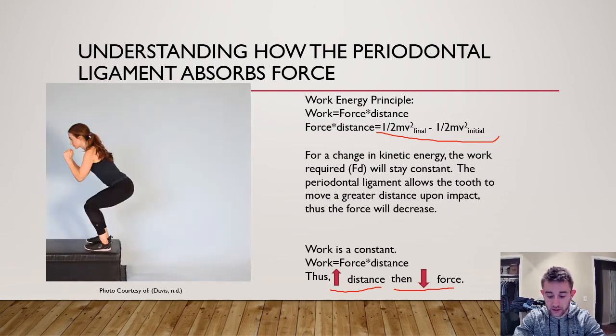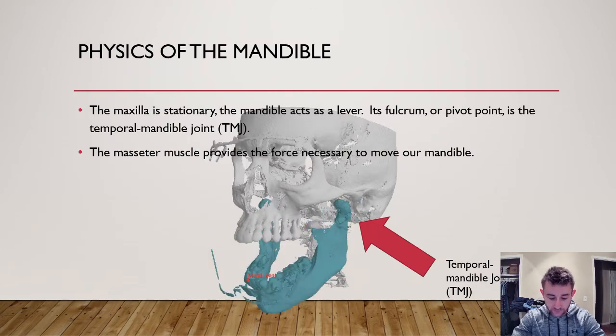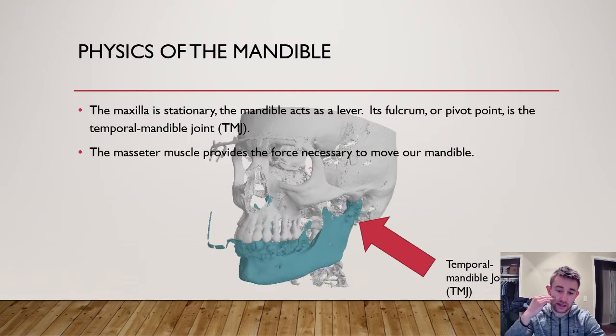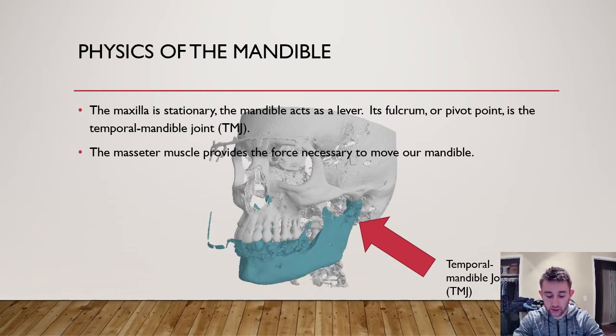Another component of our mouth that plays a vital role in mastication of our food is our mandible. Of our two jaws, our maxilla on the upper and our mandible on the lower, the mandible is the only one that moves. So the maxilla is stationary, but the mandible moves. Our lower jaw can be thought of then as a lever. The fulcrum or pivot point of our lower jaw is the temporomandibular joint. It is located approximately right here, right where it's moving.